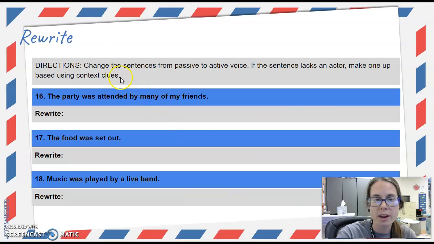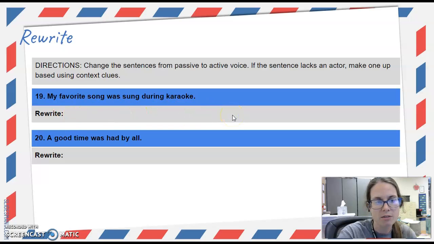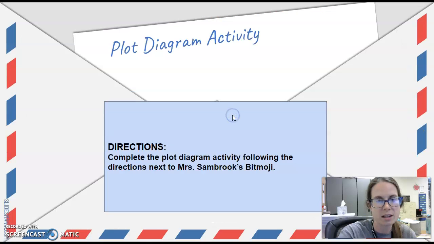Now you will rewrite. Change the sentences from passive to active voice. If the sentence lacks an actor, someone who's doing the action, make one up. So, the party was attended by many of my friends. I have by over here so I know who's doing it. Many of my friends attended the party. I would rewrite that right there. And you'll do that for the next 5 sentences. And that's it.